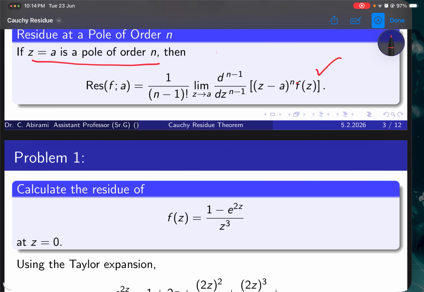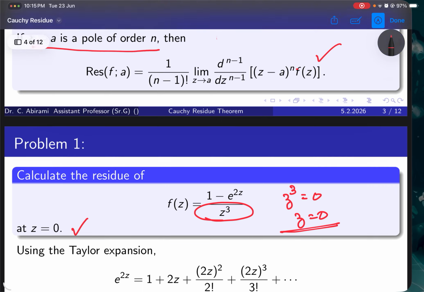First we can manipulate a residue of the function. Calculate the residue of f(z) = (1 - e^(2z)) / z^3 at z = 0. So at z = 0, first we identify the singular point of the function. Singular point means the denominator term is equal to 0. That means z^3 = 0, z = 0. So z = 0 is a singular point of the function f(z).